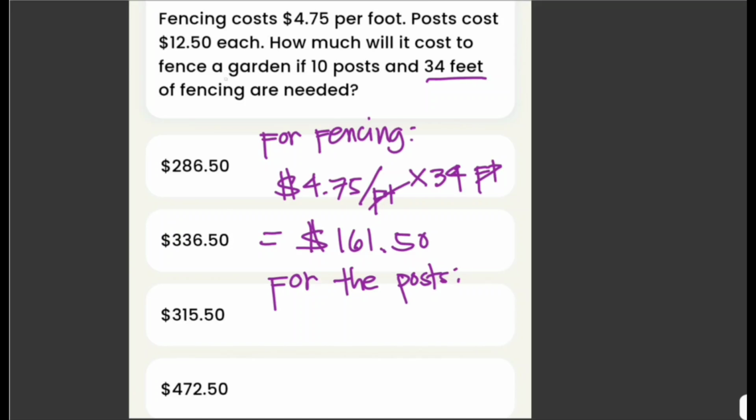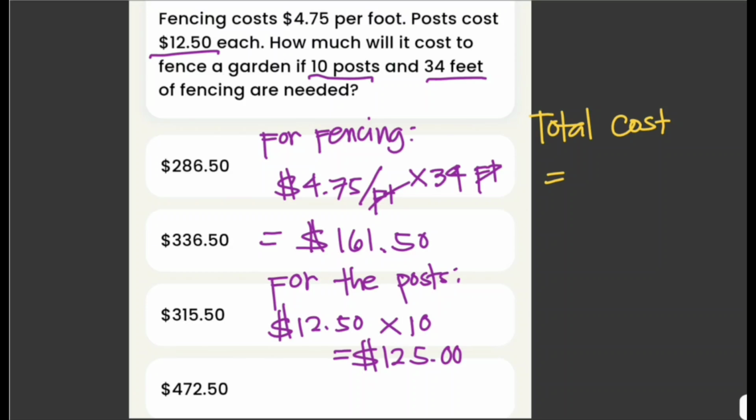And then for the post, that would be $12.50 each, and then we multiply this by 10 posts. It's stated in the problem that it needed 10 posts. So we multiply this by 10. This would cost $125.